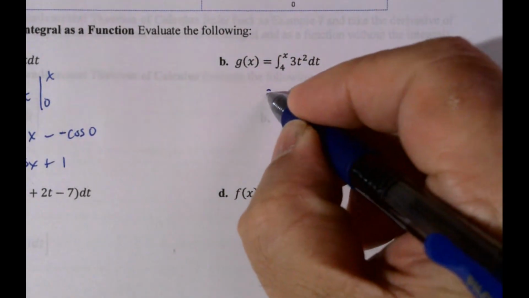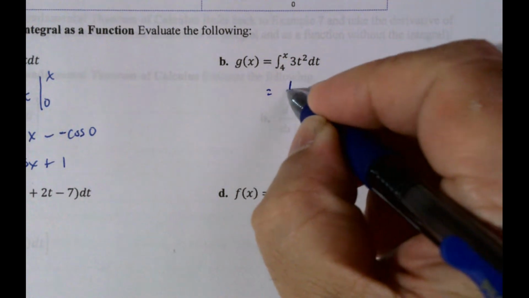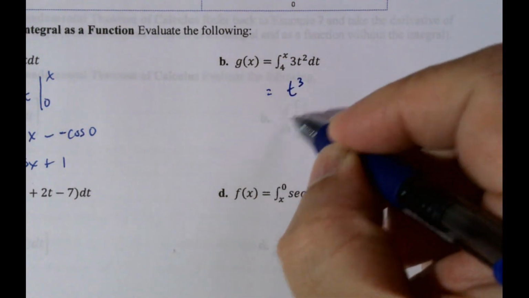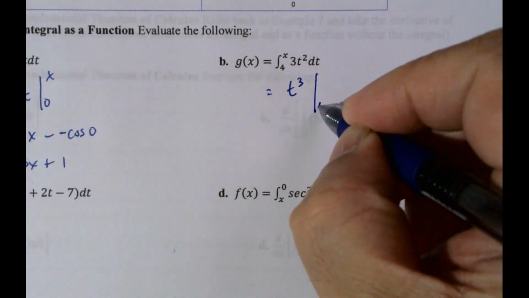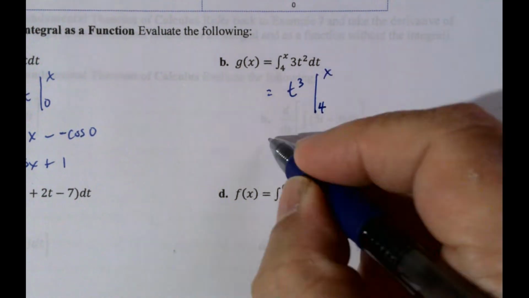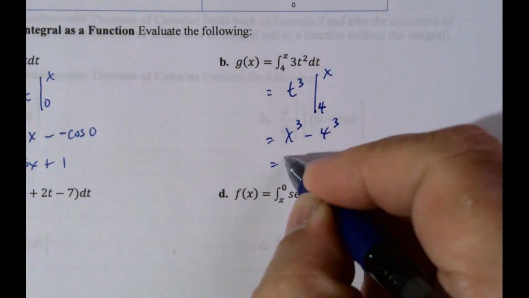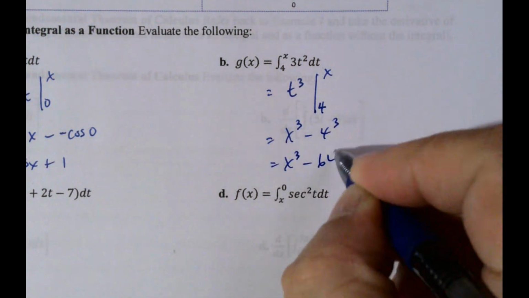Here, integrate that. That's going to be t cubed, right? 3t squared integrates to t cubed, so the 3's would cancel. You have 4 there, x there. Substitute: x cubed minus 4 cubed. So it's x cubed minus 64. That's it.